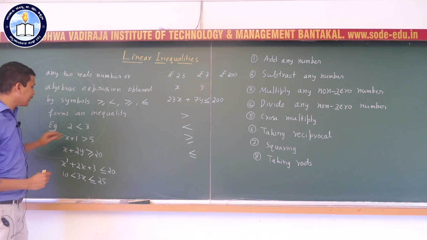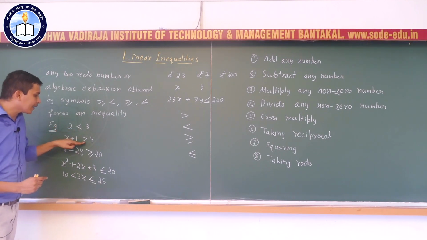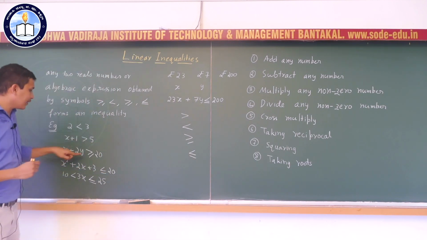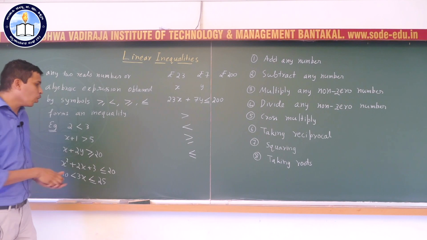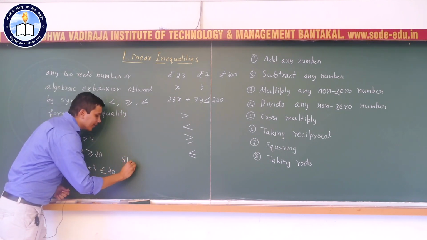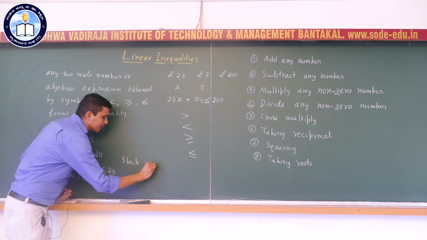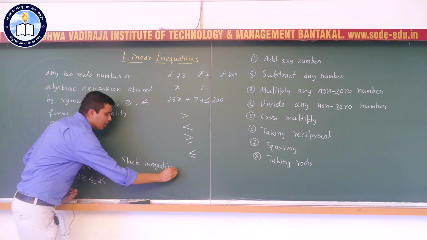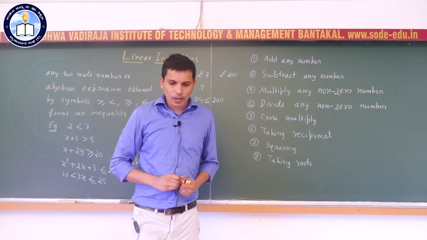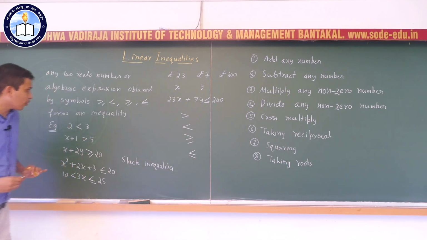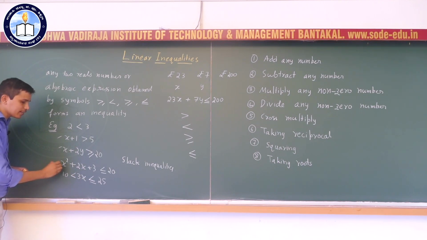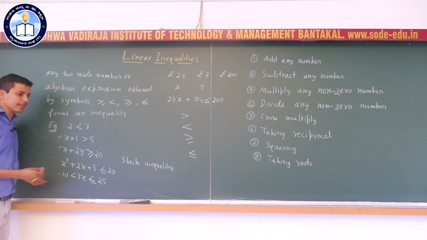An inequality containing the less than or greater than symbol we call a strict inequality. But an inequality containing greater than or equal to or less than or equal to, we call a slack inequality. So these are the types of inequalities here. Out of these, this is linear, this is quadratic, which we are not going to study in this chapter. This is also linear, we call it a double inequality.